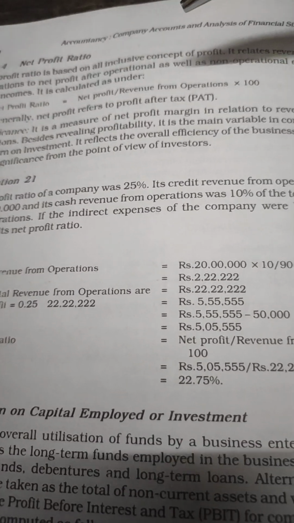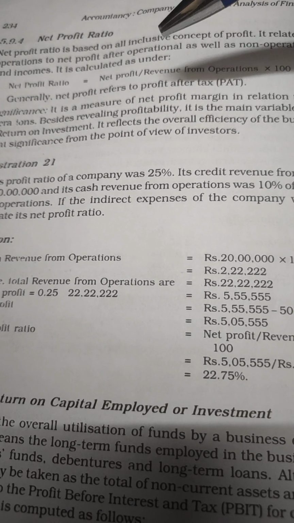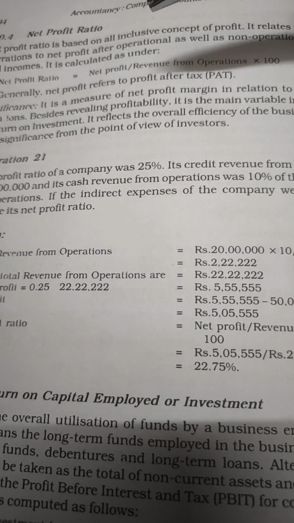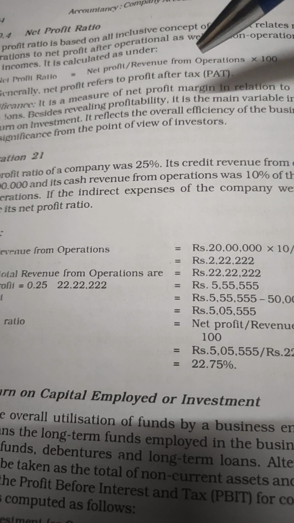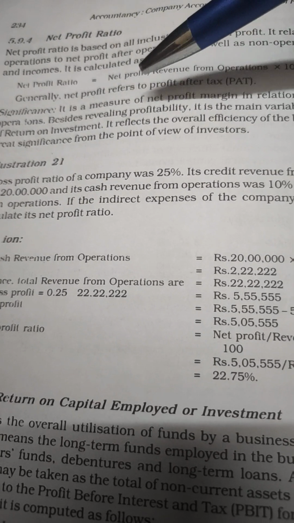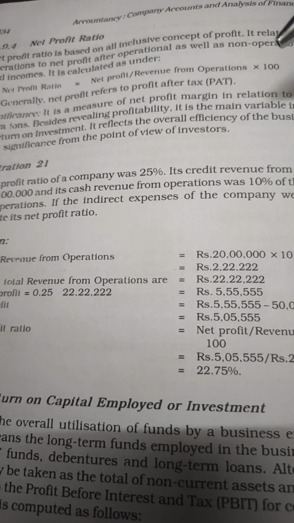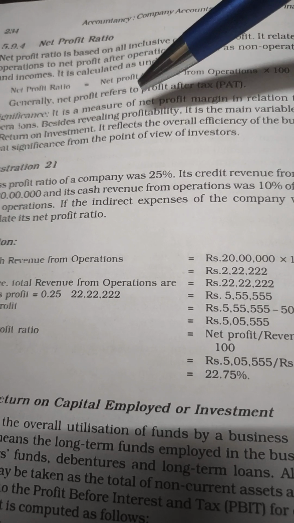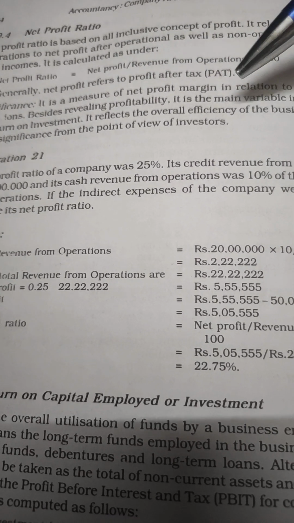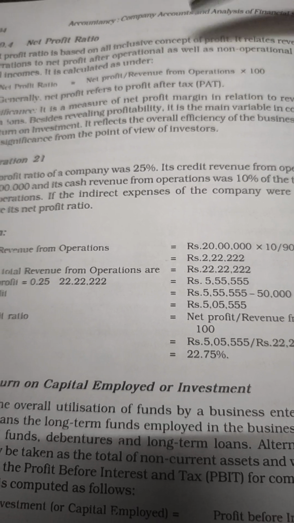Then net profit ratio. Net profit ratio shows the relationship between the net profit and the revenue from operations. That is, net profit ratio is equal to net profit divided by revenue from operations into 100. Net profit is the profit after tax, or PAT, that is profit after tax.